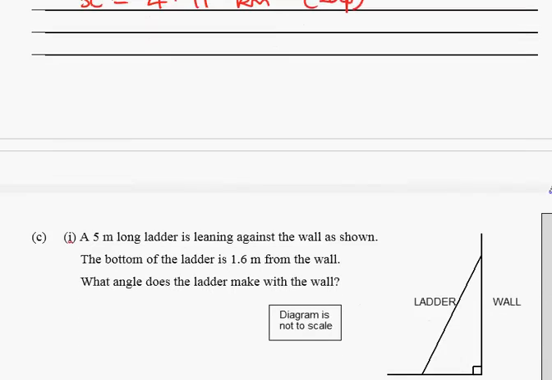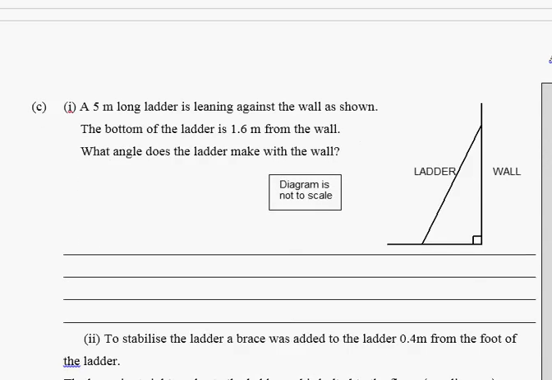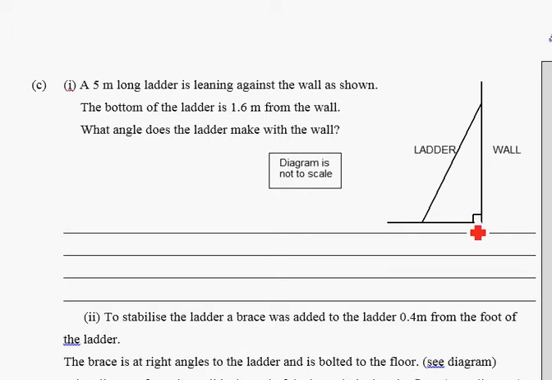Right, part C, we've got a ladder leaning against a wall. The bottom of the ladder is 1.6 from the wall. What angle does the ladder make with the wall? So we must be talking about this angle up the top here, because here's the ladder meeting the wall. So we're looking for that angle. I'm going to call it theta. The ladder is 5 metres, and we've just lost our 1.6 again. So this is the hypotenuse, this is the opposite. So once again we're looking at sine.